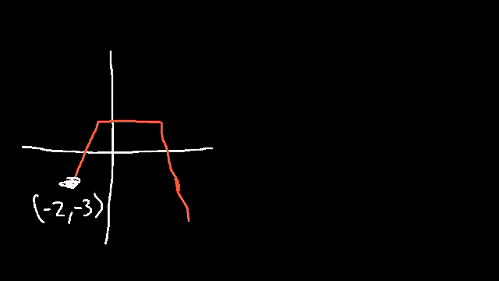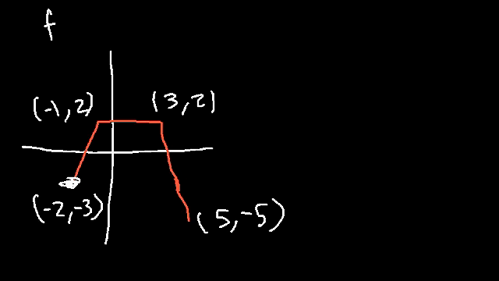So let's say, I'm going to use points in this case. So let's draw our original shape. Let's say this point is at -2, -3. And this point is at -1, 2. And the next point is at 3, 2. Let's say this is 5, -5. And that's f of x.